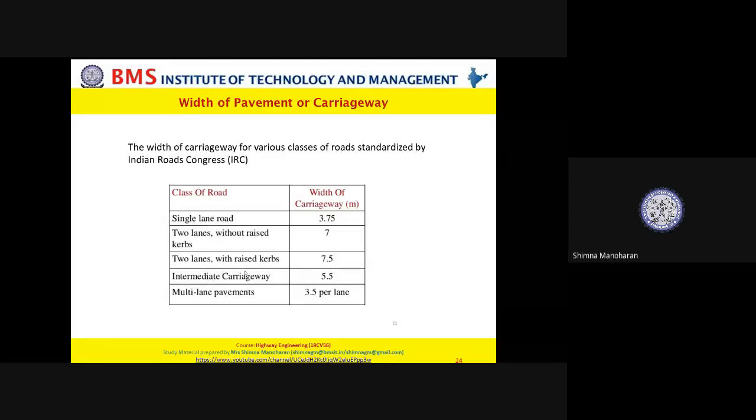Then when you have an intermediate carriageway, it is 5.5 meter. And when it is a multi-lane pavement, two lanes is what we see in front of a college, but when you look at any national highway, it will be a multi-lane pavement, and each lane will be 3.5 meter. Is that clear? Yes, ma'am. Now, how will you choose how many lanes are required? In some areas you might find two lanes, sometimes you might find a single lane road. So how will you decide whether you have to provide a single lane, two lane or multi-lane?